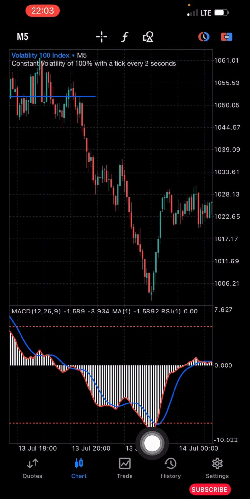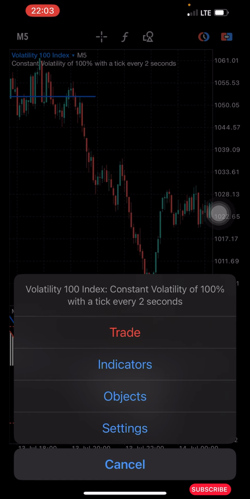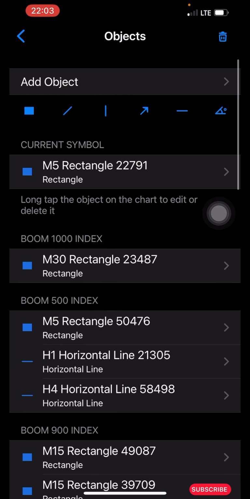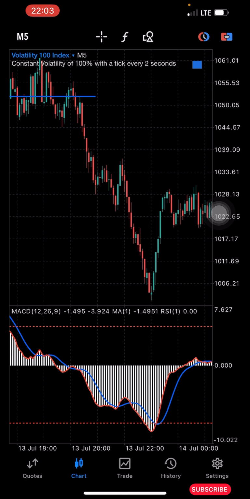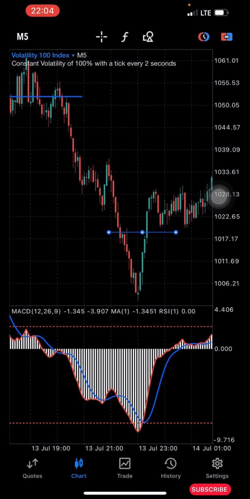So immediately the red line crosses above the blue line, right? Now you mark the most recent structure in the market. All right, now let's say this is the most recent structure the market made. It made something here. Now you wait for the candlestick to break and close above that structure, right?